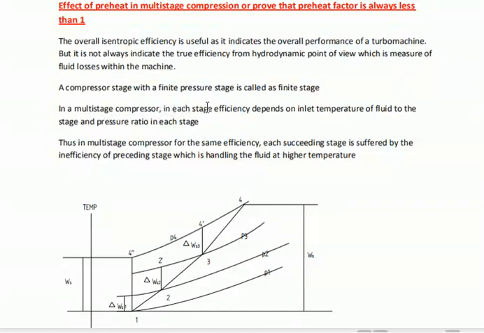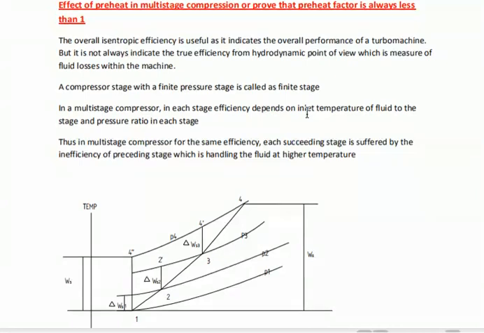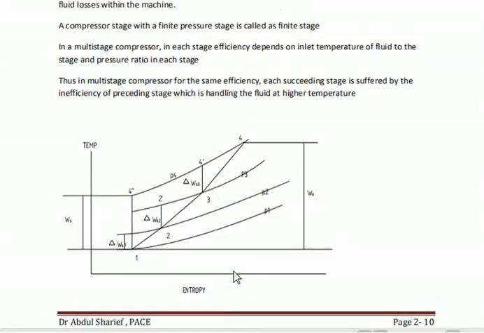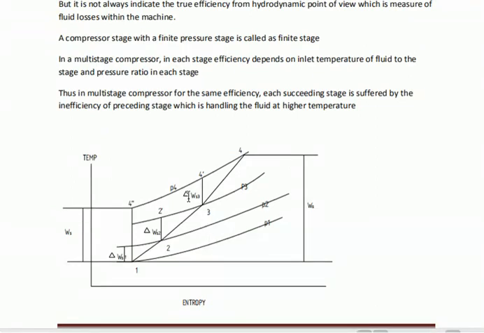In a multi-stage compressor, for the same efficiency, in each stage the efficiency depends on the inlet temperature of the fluid to the stage and the pressure ratio in each stage. So it depends upon what?